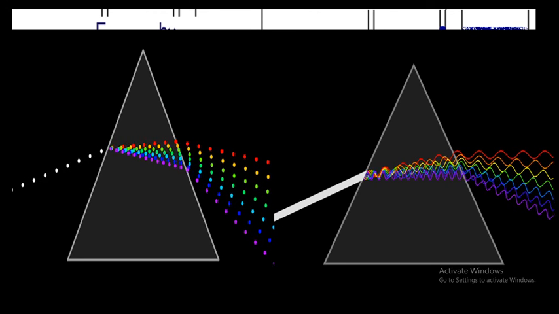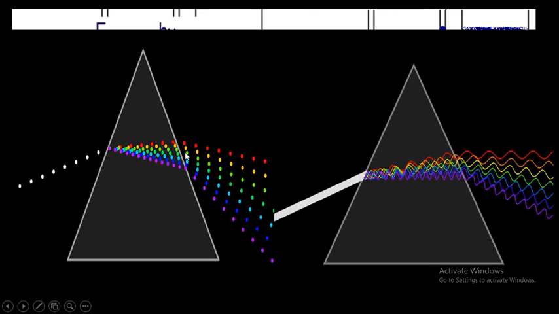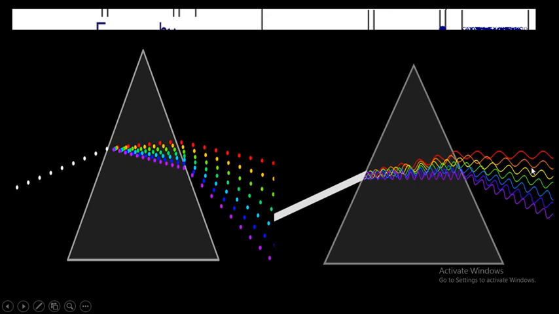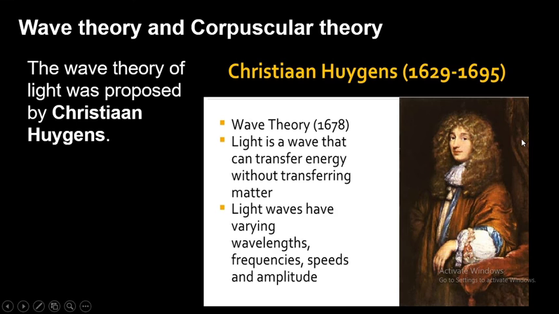You have scattering and dispersion, which is how it looks if light is a particle, and how it looks if it is a wave. You have the bandwidth. So, wave theory and corpuscular theory.